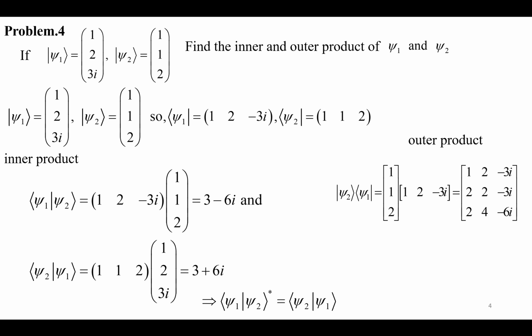Now we will go for the outer product of psi 1 and psi 2. Of course, you have ket psi 2 with bra psi 1. That will be 1, 1, 2 with 1, 2, minus 3i. Using the matrix operation, you will get 1, 2 minus 3i, 2, 2 minus 3i... 2, 4 minus 6i. So the outer product will give you a matrix, whereas the inner product will give you a number. It's a very important conclusion.